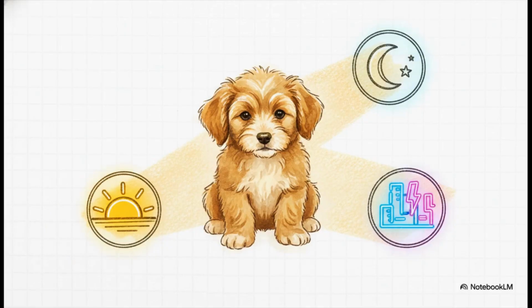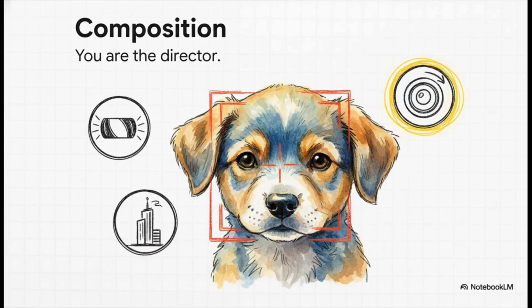Next up, and this is where the real magic happens, is lighting. This is what sets the mood. By adding soft, natural light, golden hour, suddenly you have this warm, beautiful, almost nostalgic feeling. But you could just as easily say dramatic, moody lighting or a futuristic neon glow and get something completely different. And then composition. This is where you tell the AI where to point the camera.